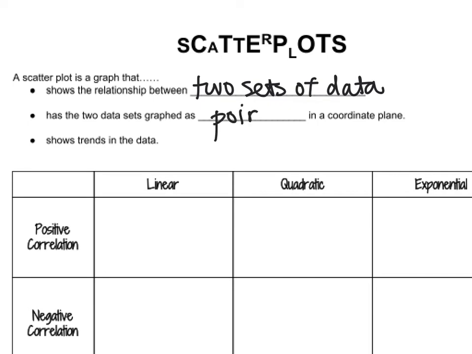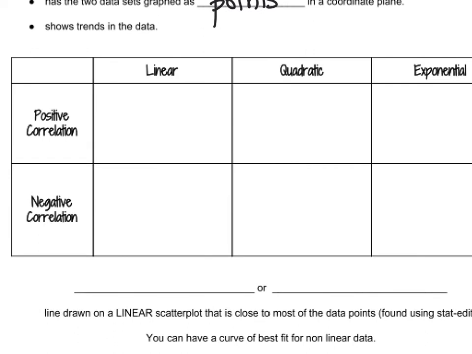So you guys know what scatter plots are. That's not brand new information to you. You've seen linear scatter plots before. Linear scatter plots are when you have an x and a y axis, and you can have two types of correlation there. You can have positive correlation, which means that your data is going to be going in an upward trend.